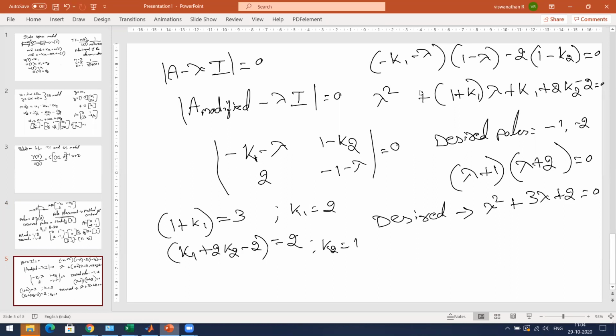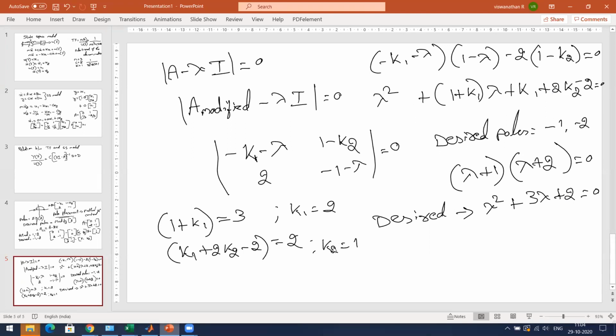Now you compare this equation with this one. This is the lambda term, so 1 plus k1 must be equal to 3. This one doesn't have any lambda term, so 2 plus k1 plus 2k2 minus 2 equal to 2. So you get k1 and k2.